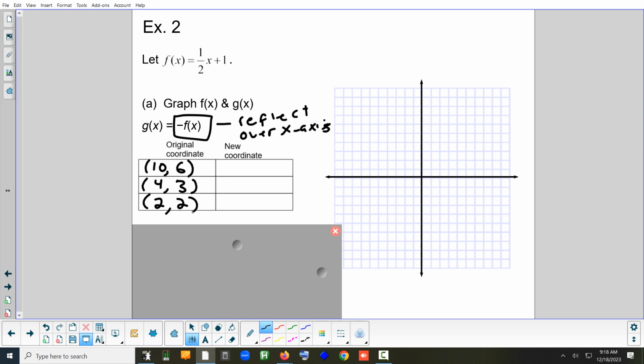All right, so we've got 10, 6. Just barely on the graph, but we got enough room to get it. Hopefully your graph goes to 10. I think it does. 4, 3. So 1, 2, 3, 4. 1, 2, 3. And 2, 2. Does it look like those points are in a straight line? Yeah. Oh, looks good. So that's going to be the original.